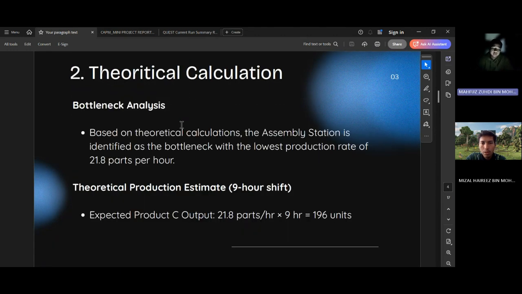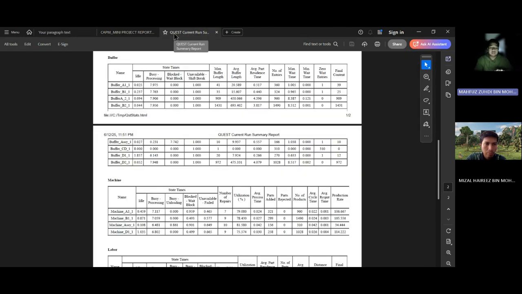Bottleneck performance. Despite higher performance, the assembly station remained the system constraint. The 34.44 parts per hour rate still limited overall system throughput. This confirms our theoretical bottleneck analysis was correct, even though the specific numbers are different.